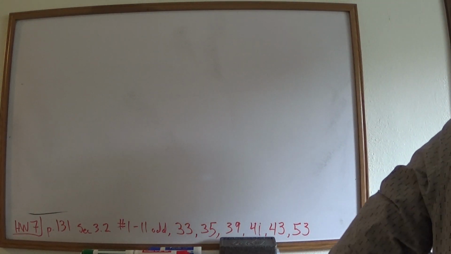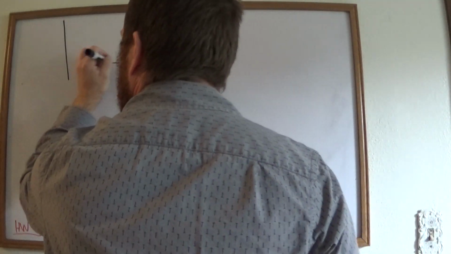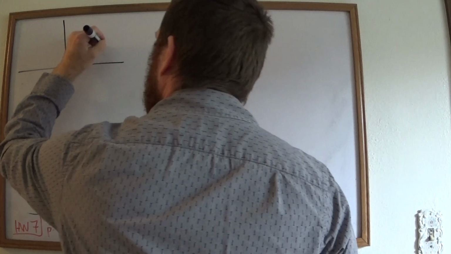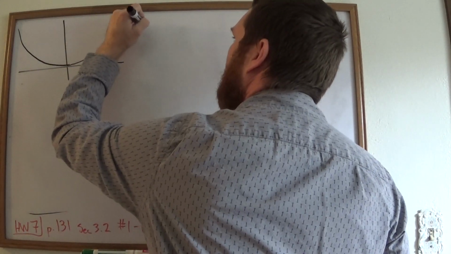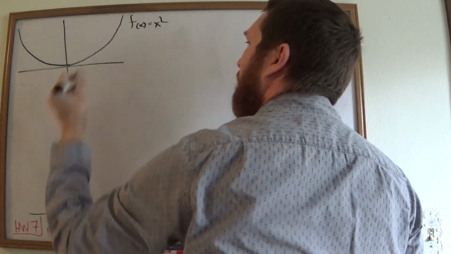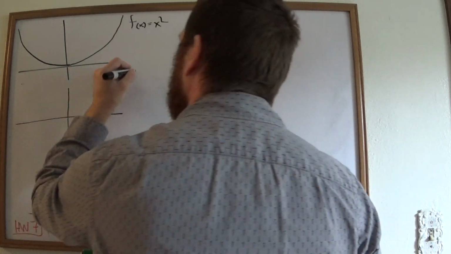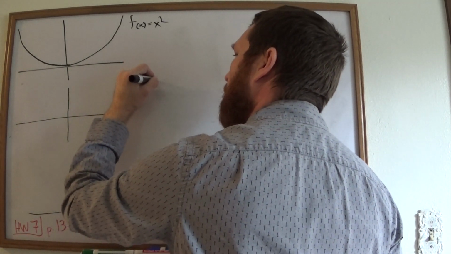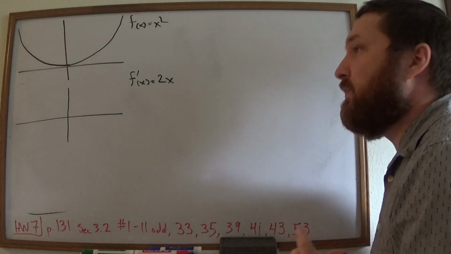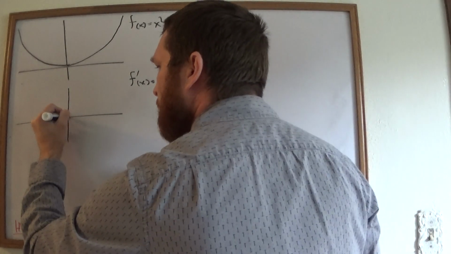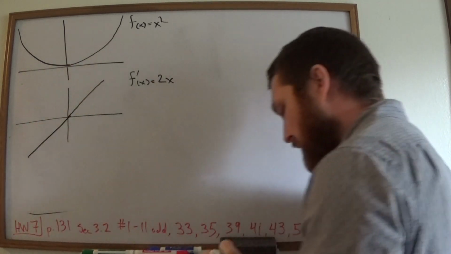Okay, so now check this out. We saw this guy last time. So here's f of x equals x squared. And we found last time that its derivative was what? F prime is 2x. 2x is just a line, right? And it just looks like this. Okay, check this out.